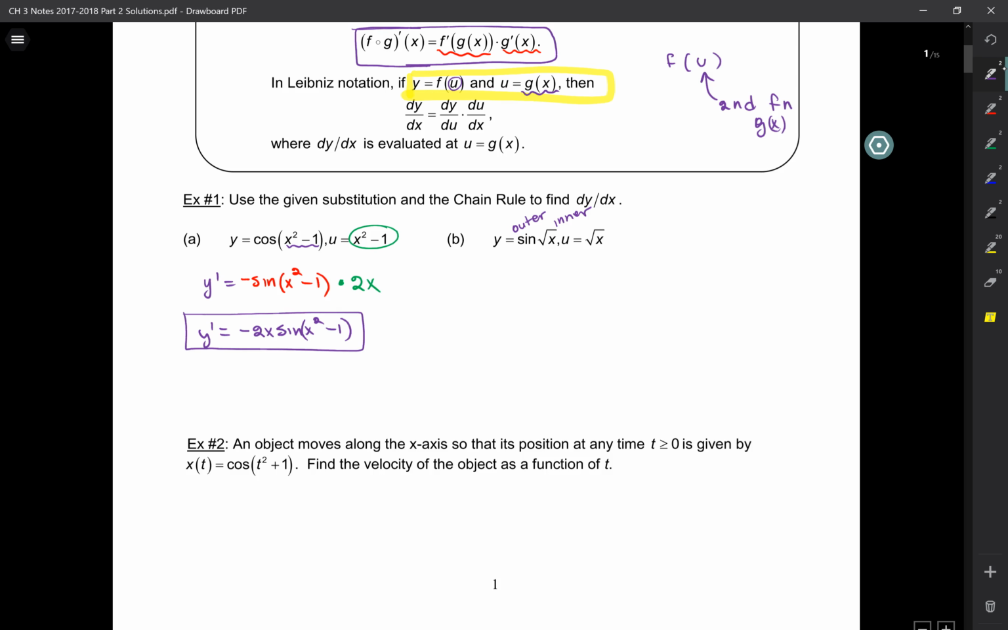Now I'm going to take y prime. First, I'm going to take a derivative of the outer function, which is cosine. Cosine of what, though? Root x. Times.